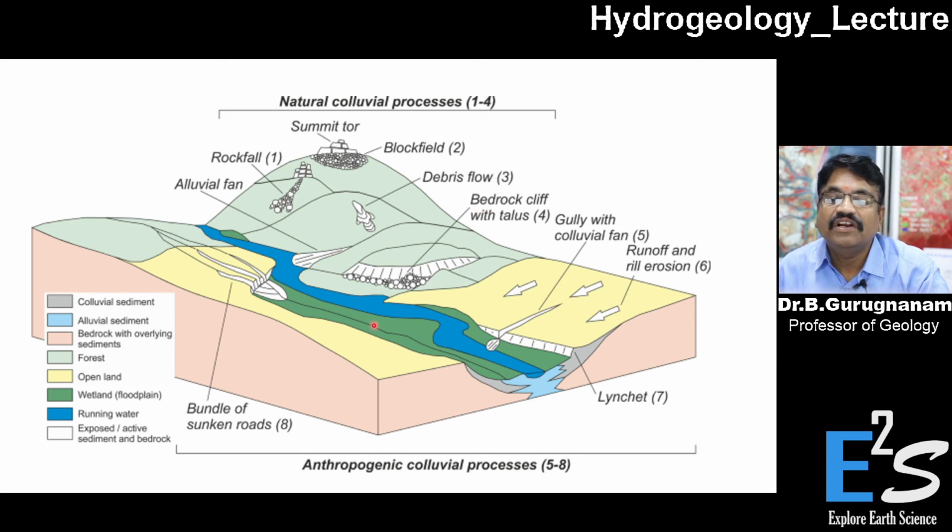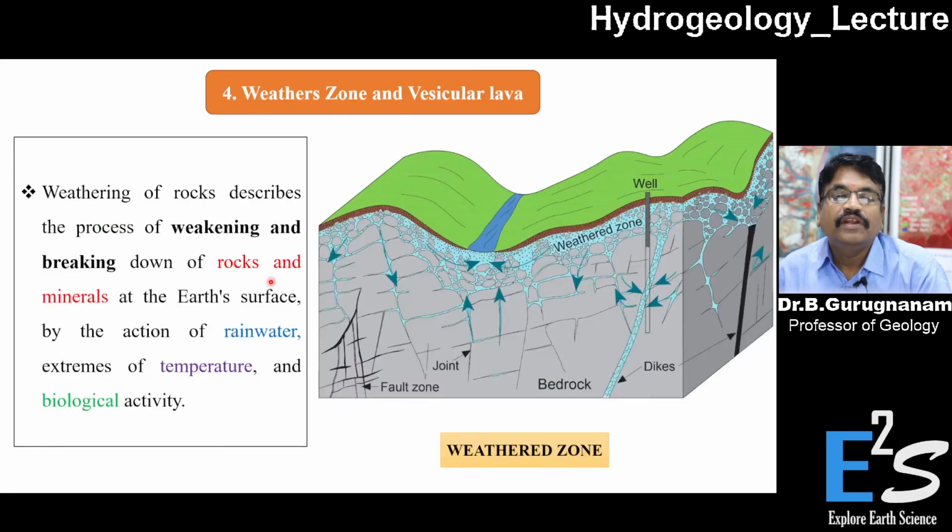This is a bedrock cliff. So this is mountain geomorphology, and if you study landscapes you will be able to understand all this: how the colluvial process starts and then forms a good aquifer. And finally we'll go to the weathered zone and vesicular lava.